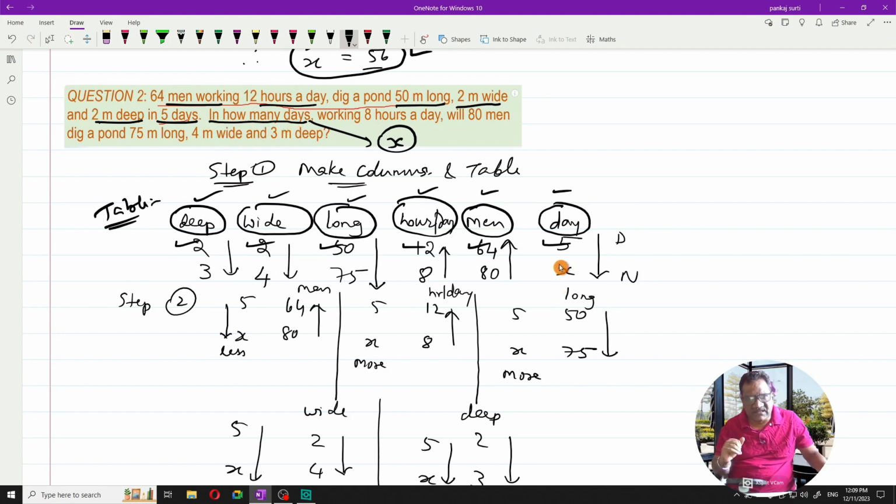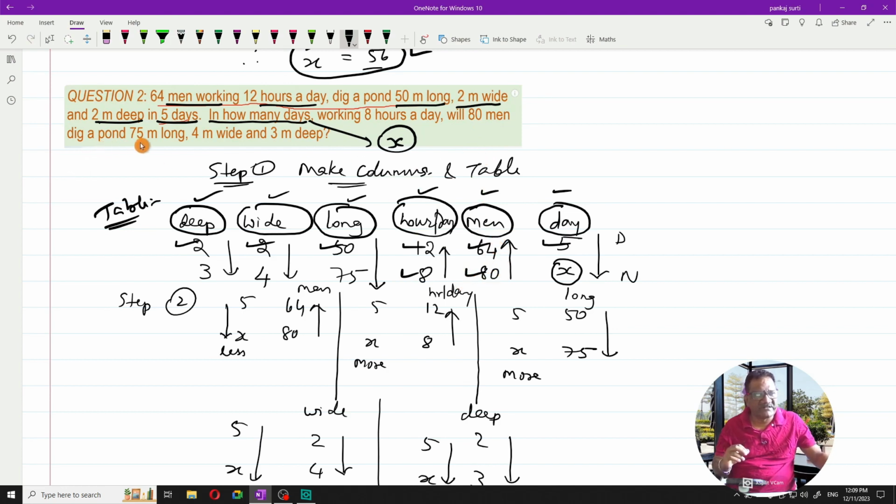So in this, how many days means x, I am going to put in the days column. So let that number of days be x. Working 8 hours per day, so again in the hours per day column I am putting 8. 80 men, so in the men column I'll put 80.